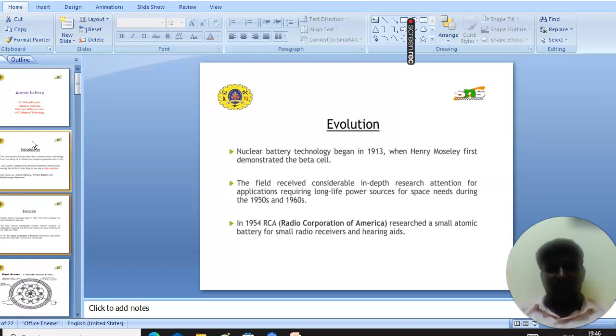Next, we will see the evolution of the atomic battery. Nuclear battery technology began in 1913 when Henry Moseley first demonstrated the beta cell. The field received considerable in-depth research attention for applications requiring long-life power sources for space needs during the 1950s and 1960s. In 1954, RCA, the Radio Corporation of America, researched a small atomic battery for small radio receivers and hearing aids.